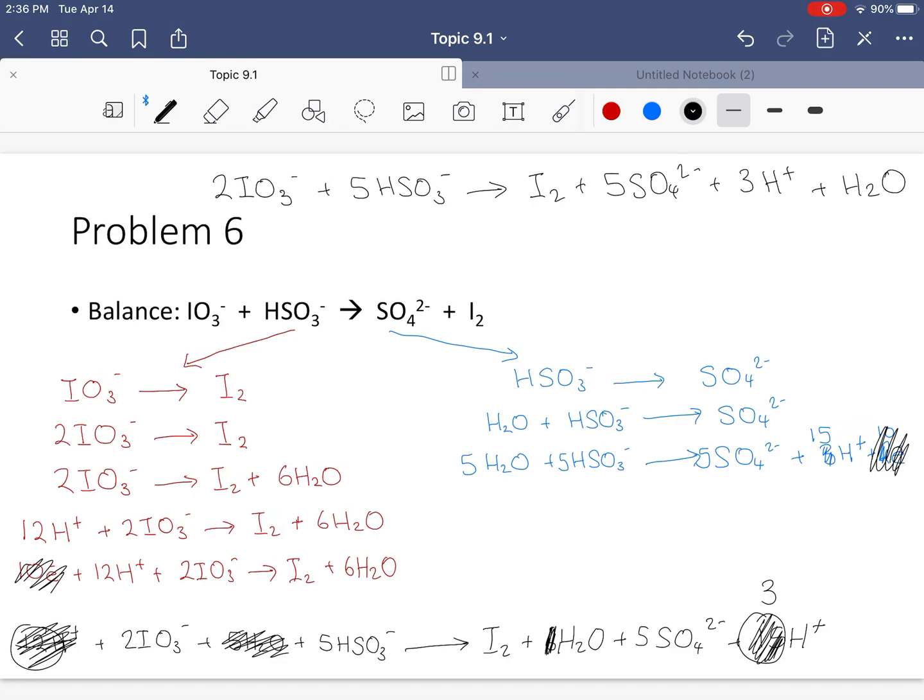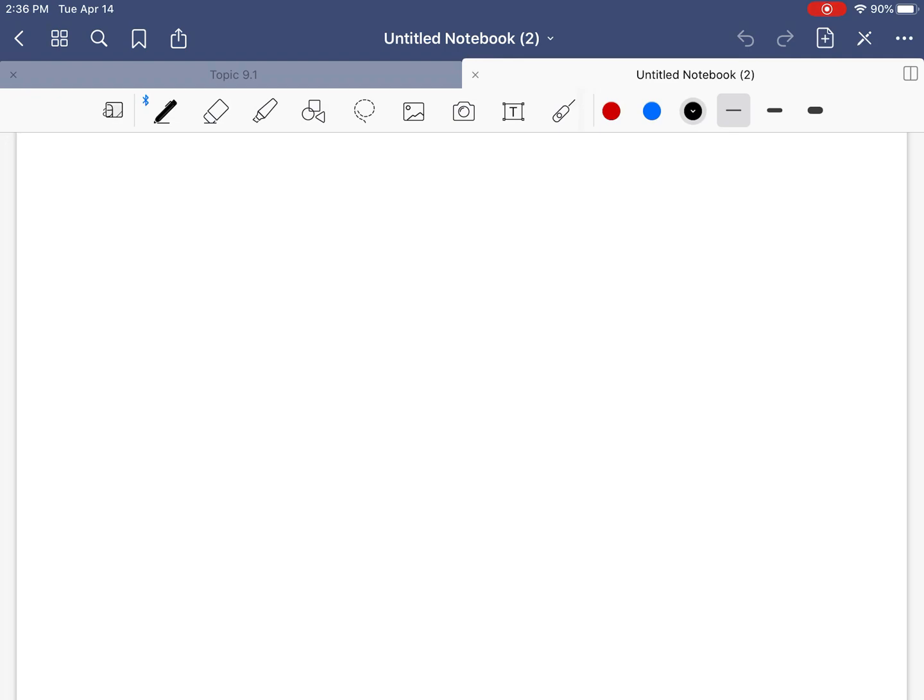Anyway, let's look at what we're going to learn today. So, yesterday we learned how to balance that equation under acidic condition. But what happens if you don't have an acidic condition? What happens if you have a basic condition? So, the title today is Basic Condition in Redox Reaction. How would it differ?